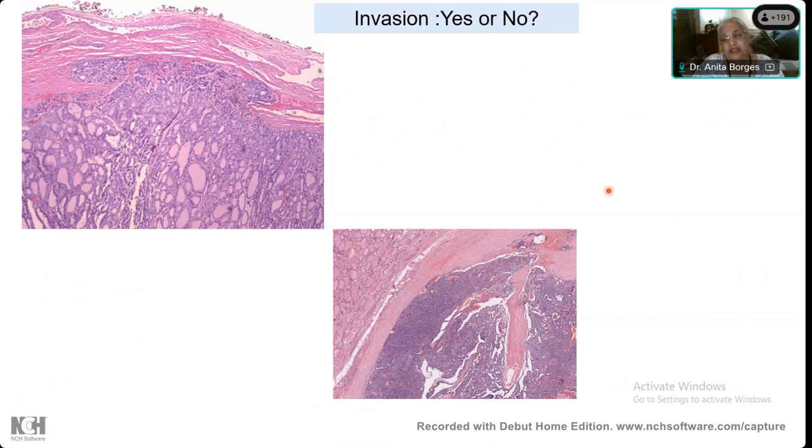Then what am I telling you? This is a difficult area. Some people will say yes. Those who are novices will say no, because they've been told that they have to see full thickness invasion of the capsule.